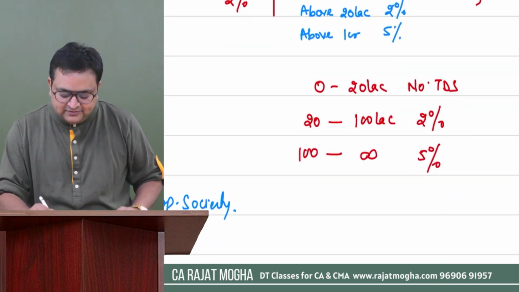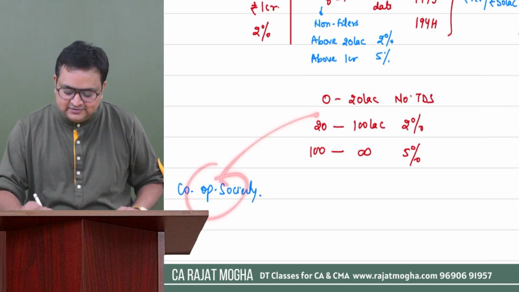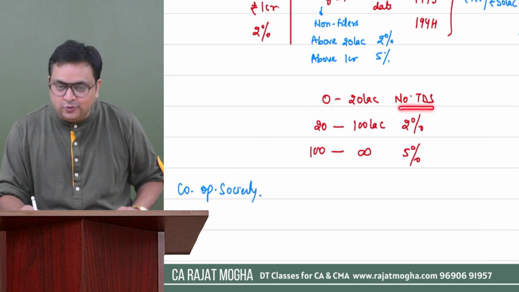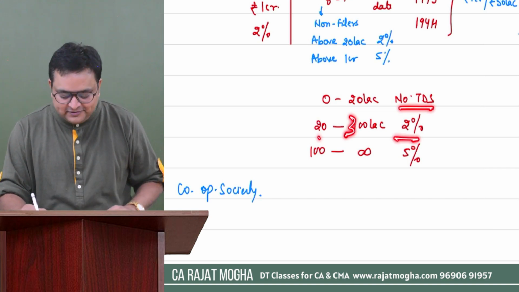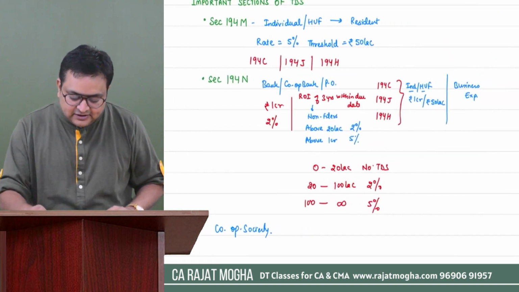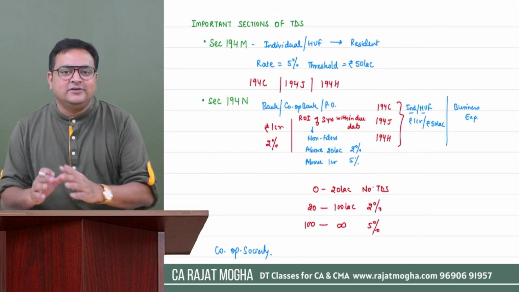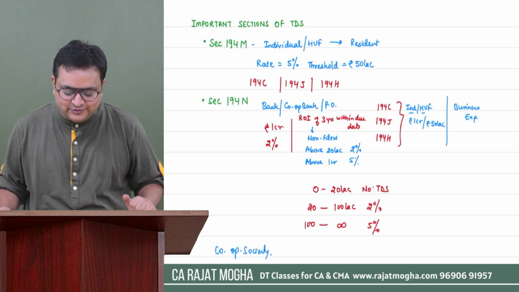So I can say for cooperative society, guys, if they are non-filers, 0 to 20 lakh, no TDS, 20 lakh to 3 crores, 2%, and from 3 crore onwards, 5%. Got it? So these two are quite an important section for TDS. I believe that you understood these points. You are able to recall the provisions also.